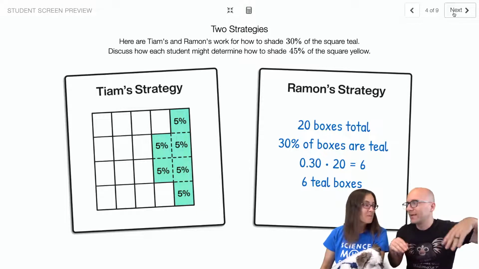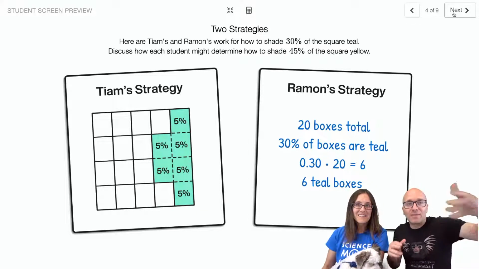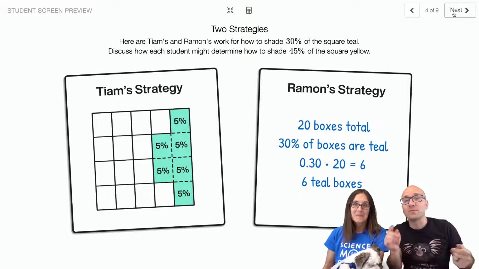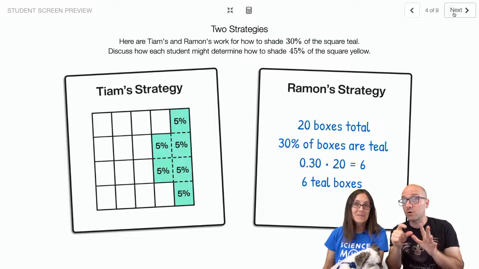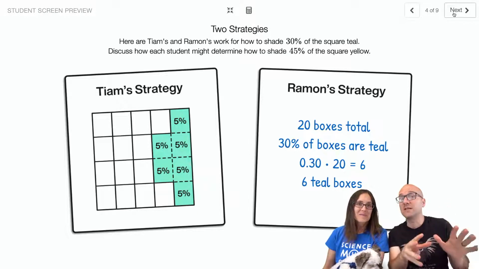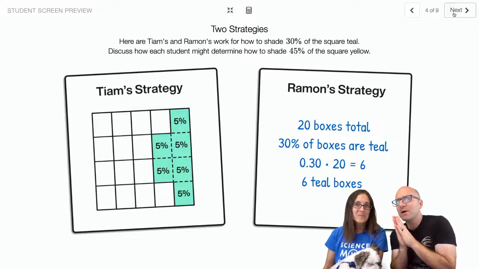I didn't think you were going to get so deep all at once. Most of the people in the chat said they like Tiam's strategy, and you know what? Tiam's strategy is the most beautiful for this particular question. It's great. You could not have done a better solution than Tiam's strategy. But there's something nice about Ramon's strategy.